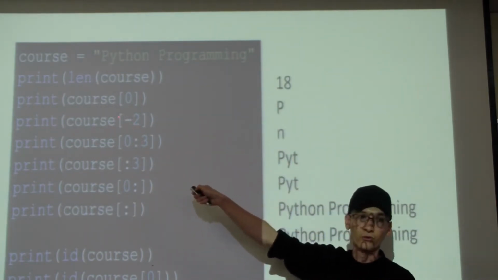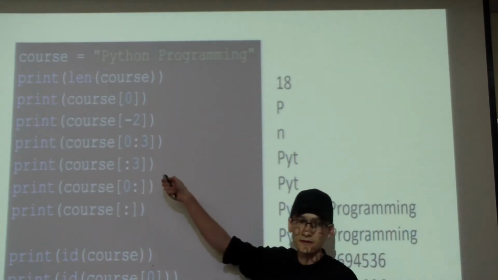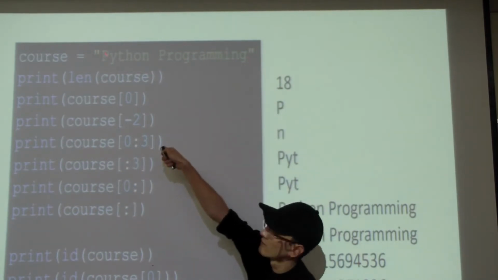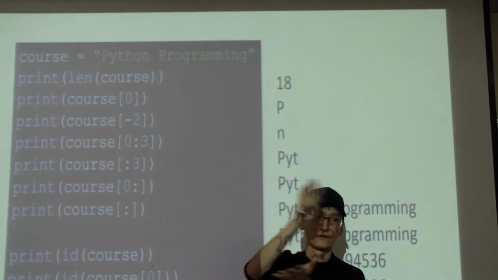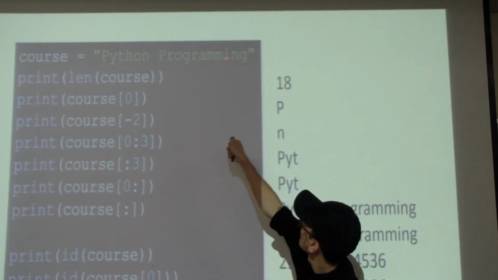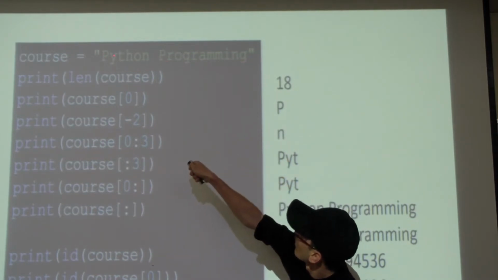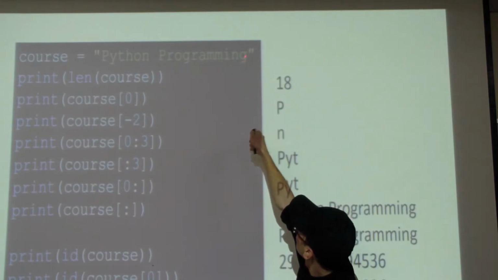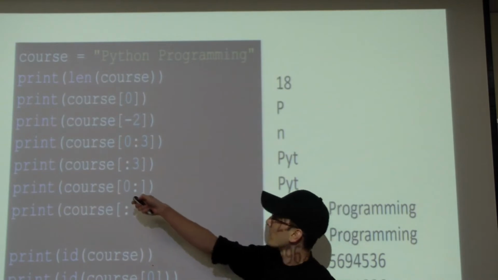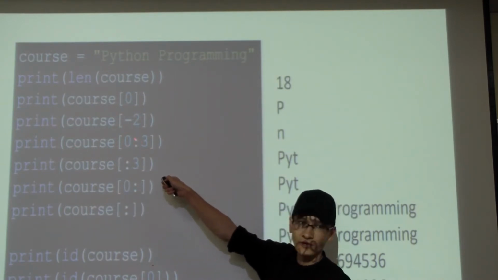Minus 2. Where is it? If we use minus, it starts from the end. From here and from here, vice versa. Minus 2 will be what? N. 0, 1, minus 1, minus 2. Do you understand? Understand.